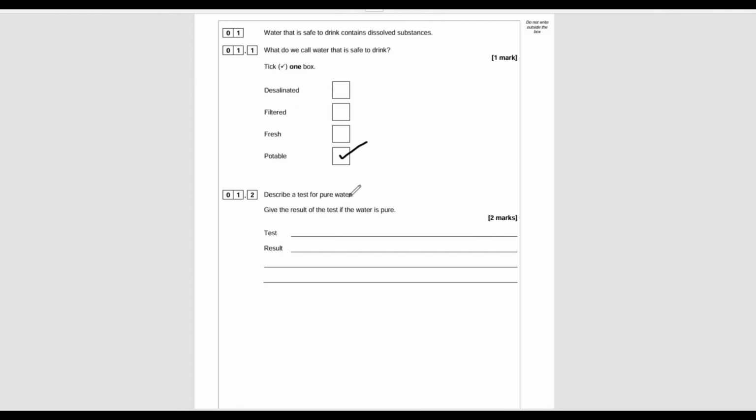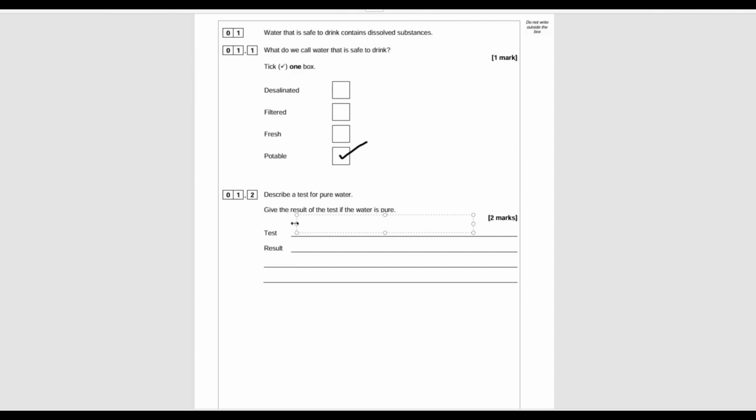1.2, describe a test for pure water. Give the result of the test if the water is pure. So there are some tests for water. One is to test, do you have water? And that is the old one using anhydrous white powder, copper sulfate, add water, it goes blue. They sometimes ask that. But this is asking about purity.